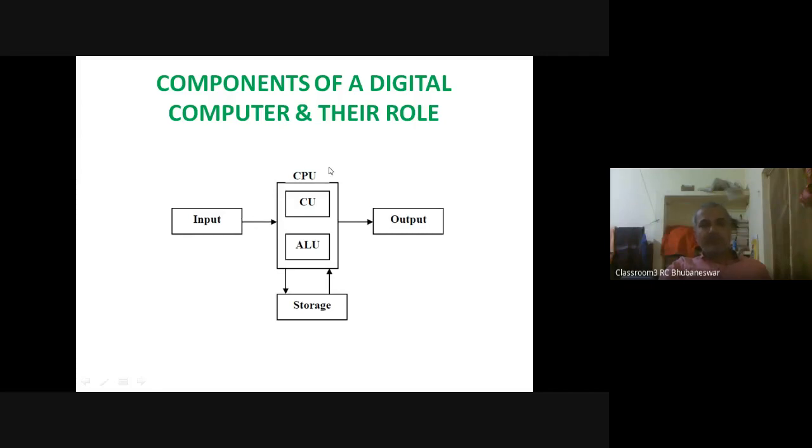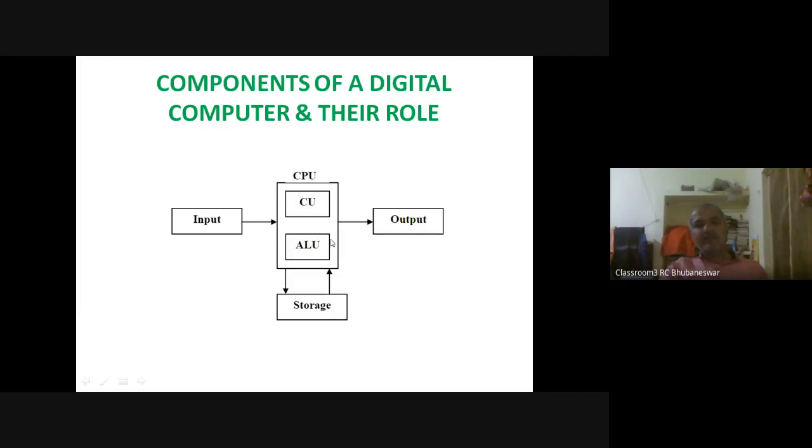Then what is the function of the CPU, central processing unit? This unit is the main part, the brain of the computer. It has 3 subunits: arithmetic logical unit, control unit, and registers or register memory. Is it clear?